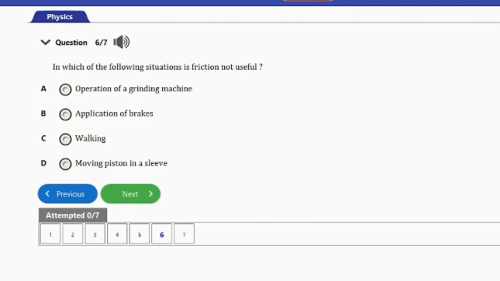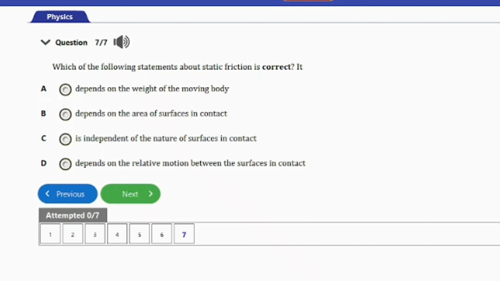Let's go ahead and consider the next and last question, guys. So that's question number 7 here. It says, which of the following statements about static friction is correct? It's A, depends on the weight of the moving body. B, depends on the area of surfaces in contact. C, is independent of the nature of surfaces in contact. D, depends on the relative motion between the surfaces in contact. So guys, the answer to this question here is option D. The static friction actually depends on the relative motion between the surfaces in contact. And that's it for this question.